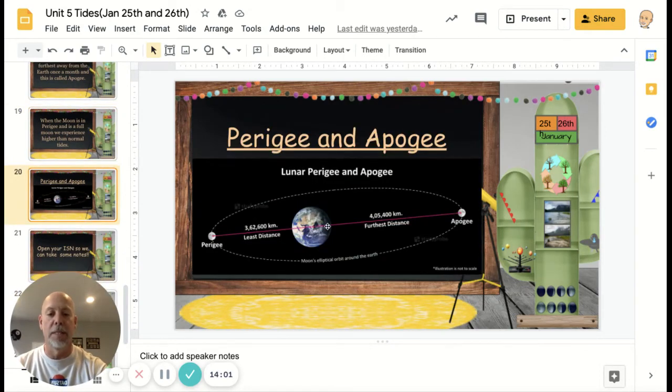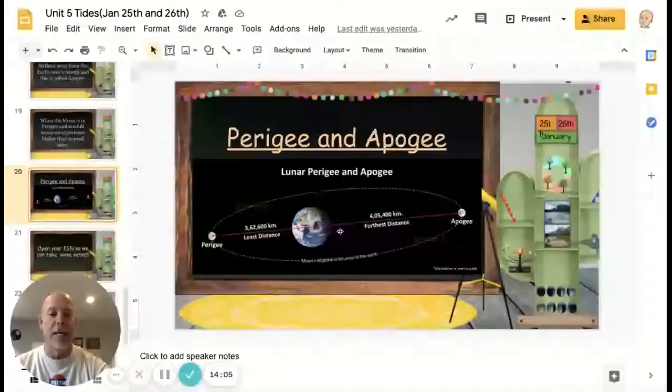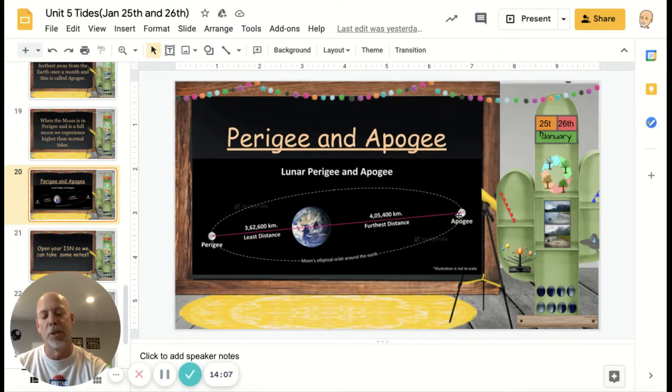So here you go. This is the little figure that you can look at. So apogee, and it gives you even the distance in kilometers, which you don't need to know. But here it is, its furthest away from the Earth, and here is where it's the closest to the Earth. So you can see just with that proximity how much greater that gravitational pull is going to be when it's in perigee as opposed to apogee, okay?